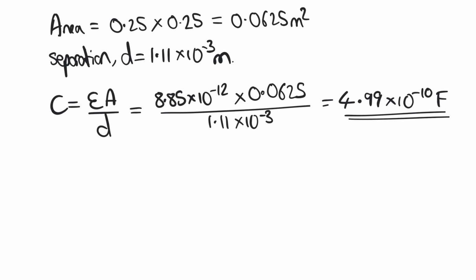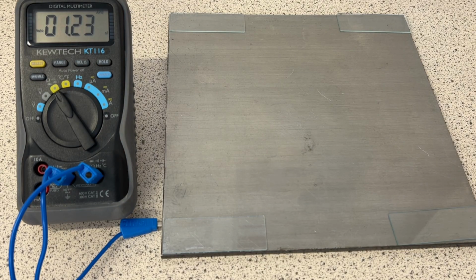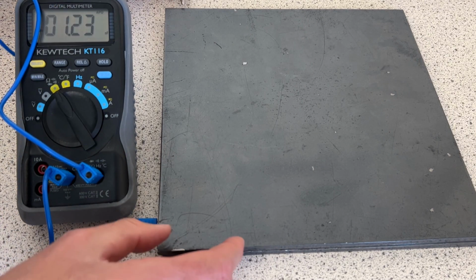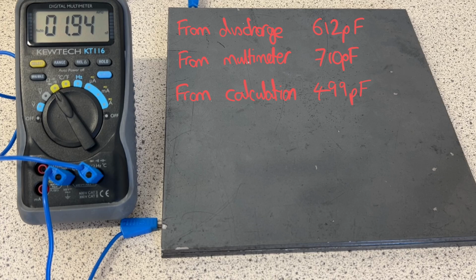So I thought I should double check using a capacitance meter on a multimeter. Just with the leads connected on the multimeter, we're reading 1.23 nanofarads. So now let's build the parallel plate capacitor again and then measure the capacitance. When we give it a moment to stabilize, we read 1.94 nanofarads, giving us a difference of 0.71 nanofarads. So both of our measurement methods, the discharge and the multimeter one, are giving us a larger capacitance than we got from the calculation. So why is that?